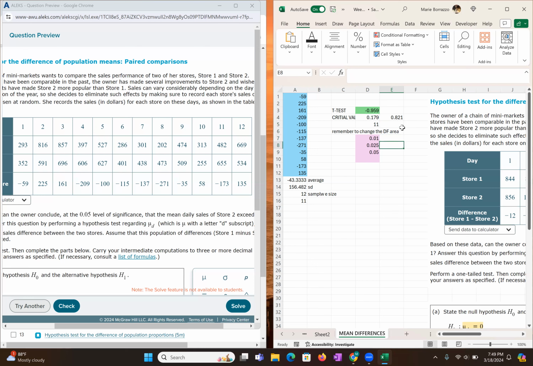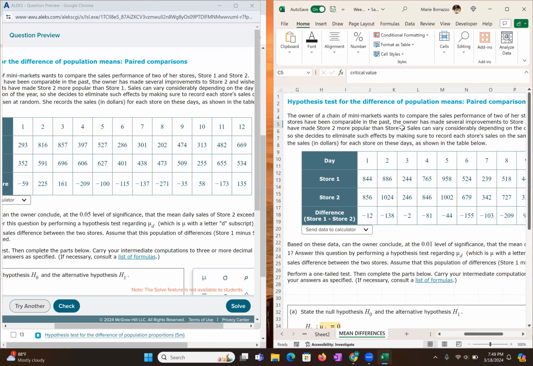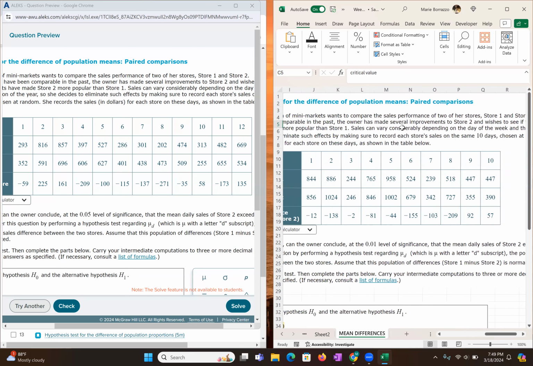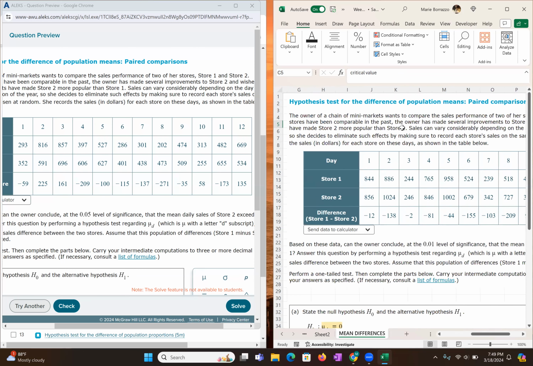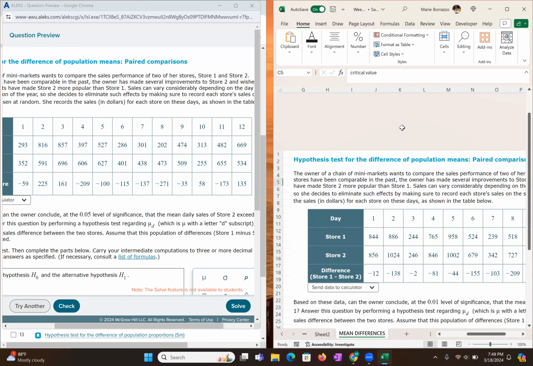So these are critical values here. So this is going to be the p-value. So I'm going to change this to p-value. And I'm going to do critical value down here, which looks at the alpha value. So in this case, what is the alpha value? 0.05, 0.01, what is this? 0.01.